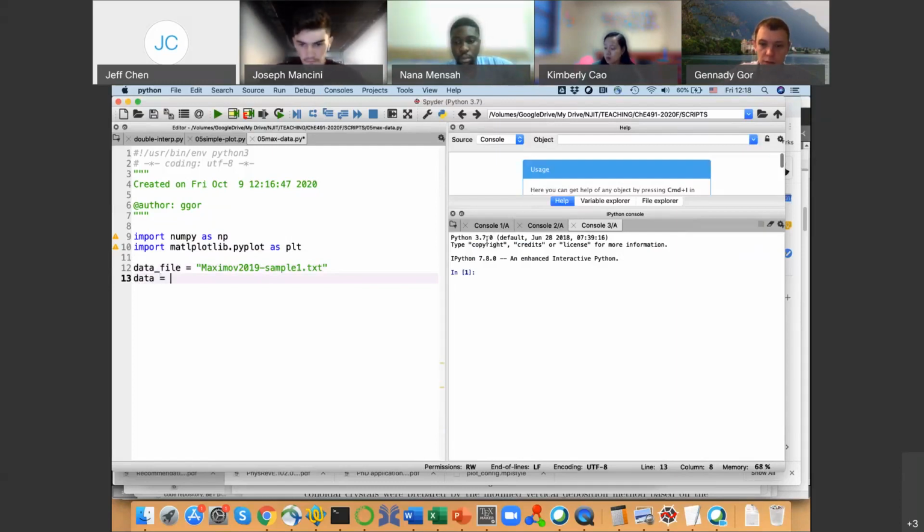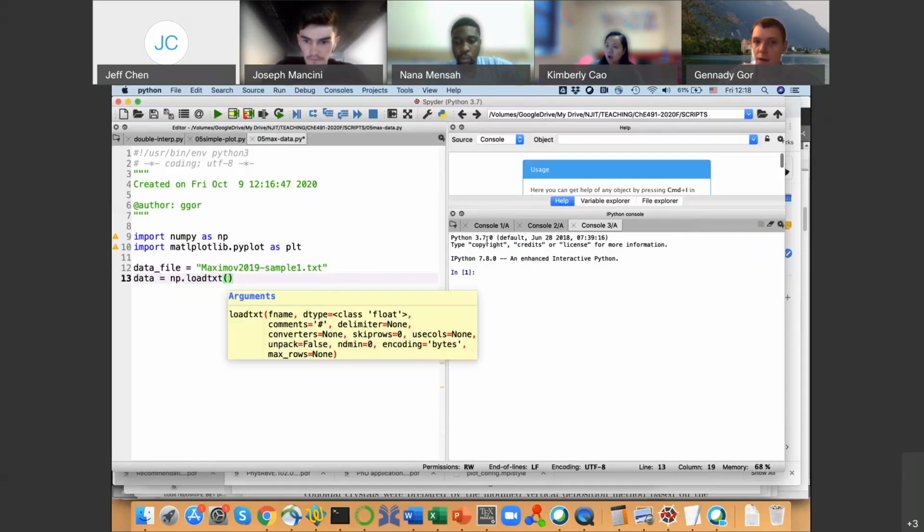All right. And my data will be numpy loadtxt, and now while it gives me hints for the parameters I need to use, my file name would be data file. The comments, there are no comments. I need to skip the first row.